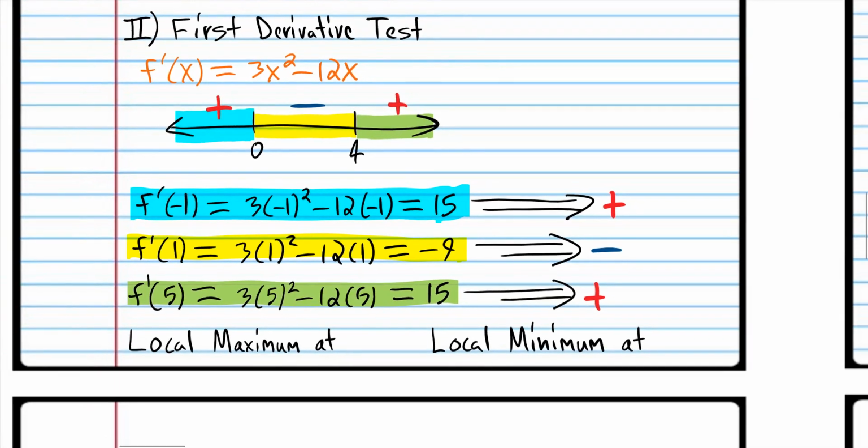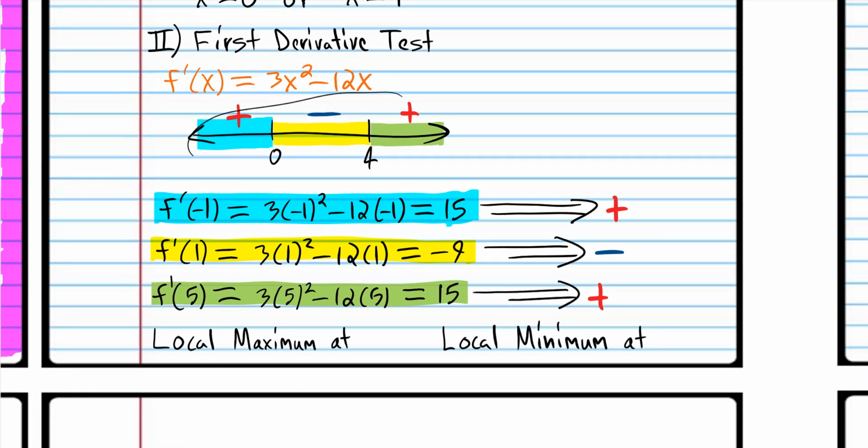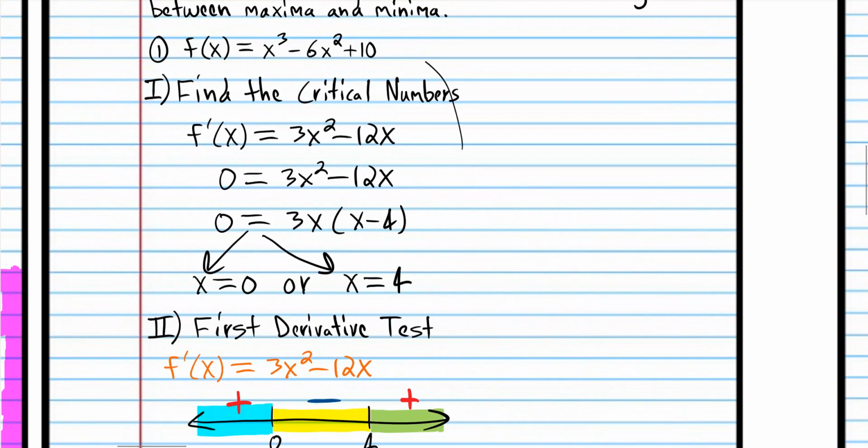Okay, so now we've done all the busy work. We're done with the busy work and we're ready to actually make our conclusions. This sign chart tells us if x equals 0 is the location of a maximum or minimum or neither, and it also tells us whether or not this location here where x equals 4 is the location of a maximum or minimum value or neither. Maximum or minimum value of the original function.